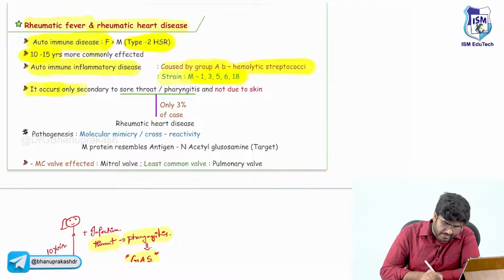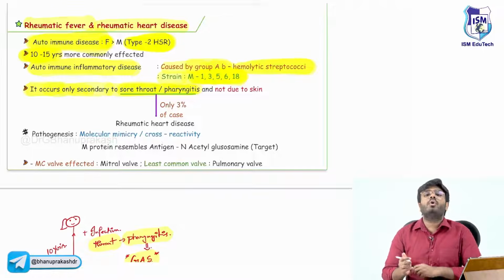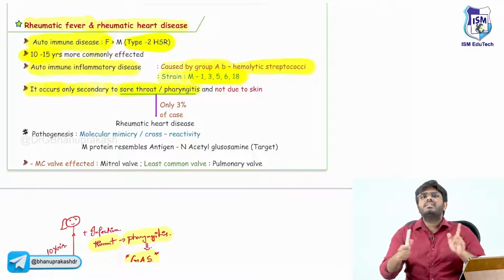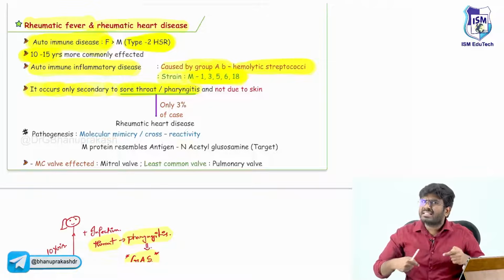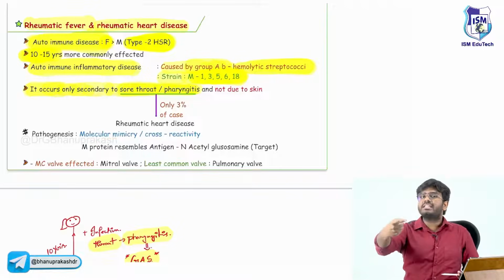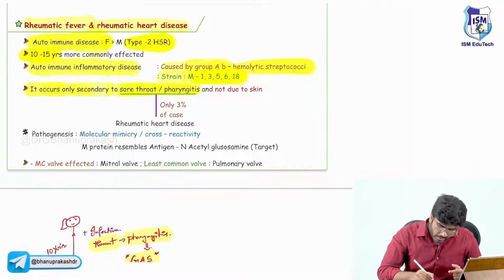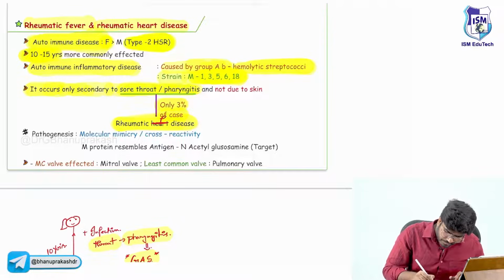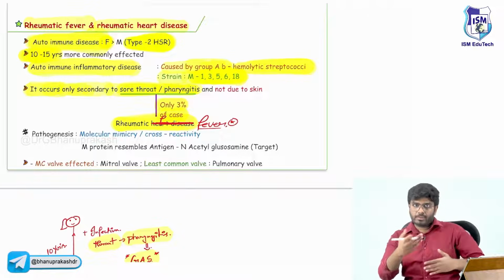It occurs only secondary to sore throat or pharyngitis, streptococcal pharyngitis. You can also get a streptococcal skin infection, which is called impetigo, but impetigo will not cause rheumatic fever. Only streptococcal pharyngitis can lead to rheumatic fever. That's an important MCQ. Only 3% of the cases with pharyngitis will develop rheumatic fever first.